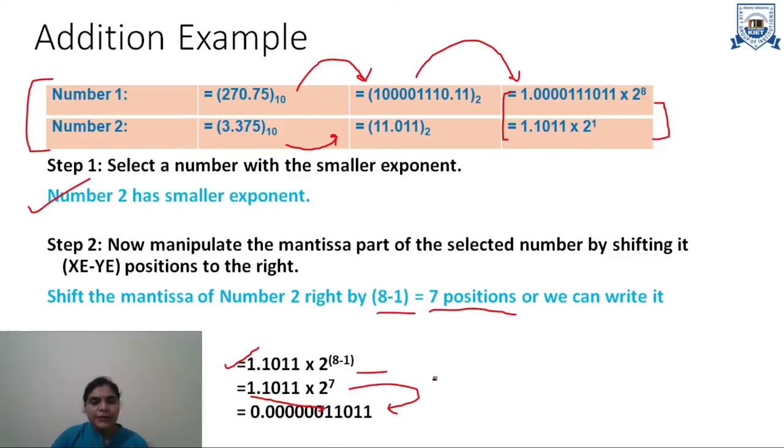In this, the mantissa part is shifting to the right. On the other side, the binary point is shifting to the left. So when we manipulate the mantissa part, we shift the mantissa part to the right, while we shift the binary point to the left.